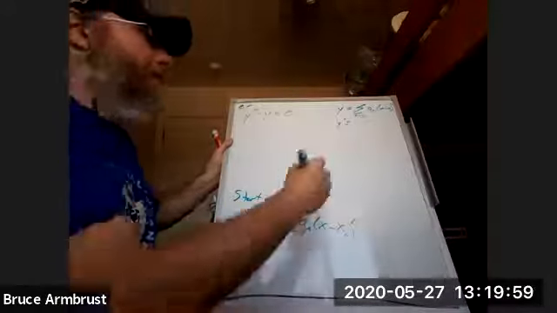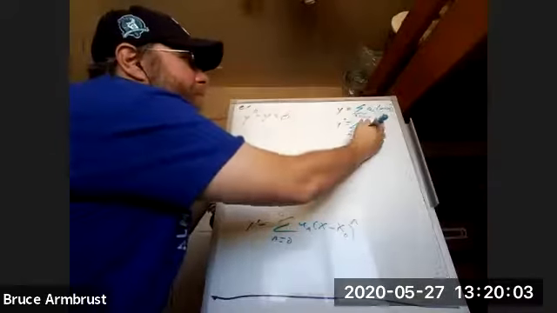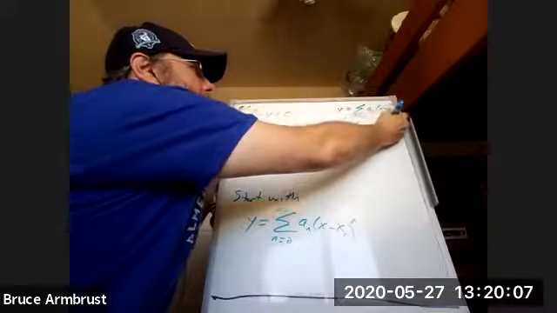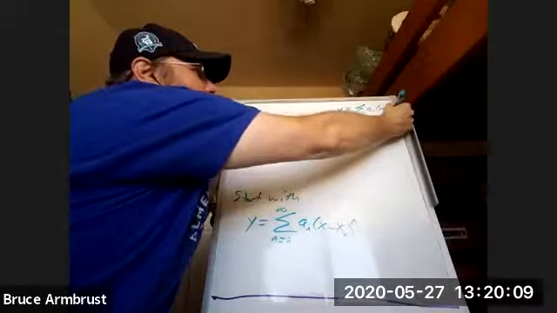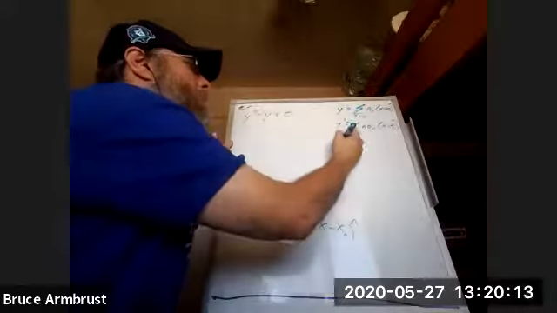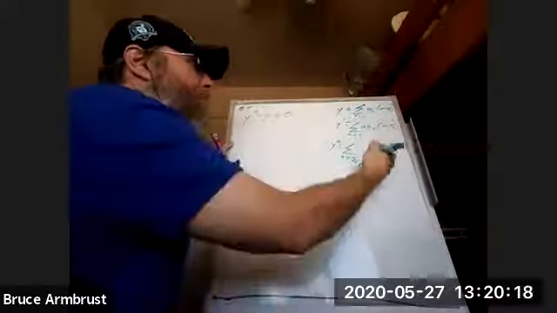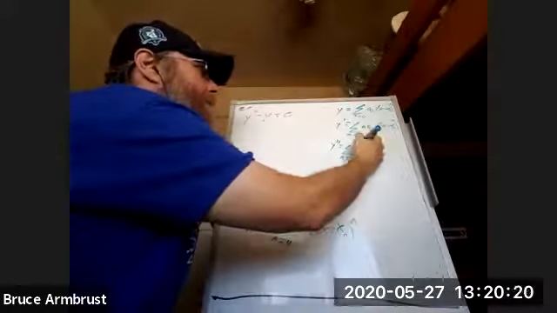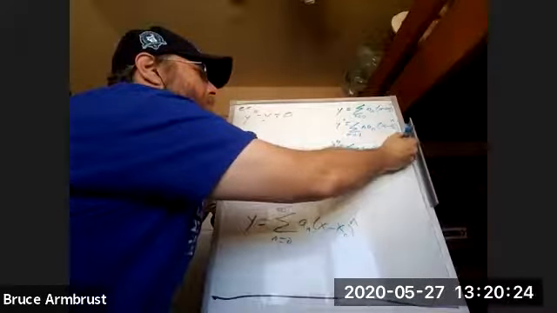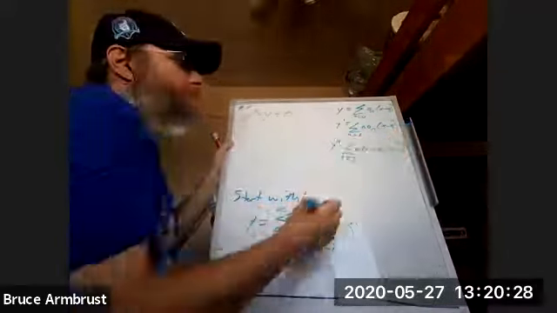Okay, so there's our y prime. We have to change the counter to start at 1. Then we get n times a sub n times (x minus x naught) to the n minus 1. And then the second derivative starts at 2. And then we're going to get n times (n minus 1) times a sub n times (x minus x naught) to the n minus 2.